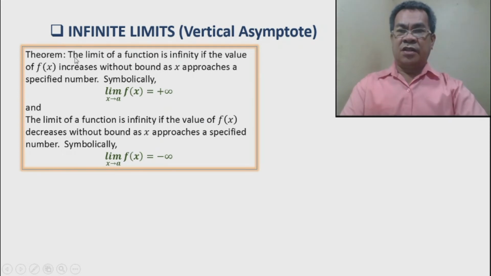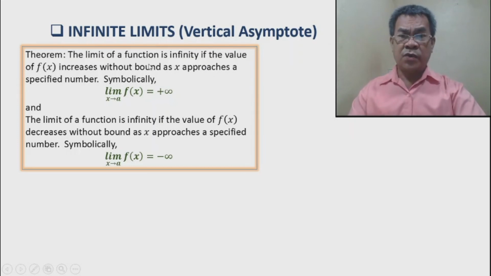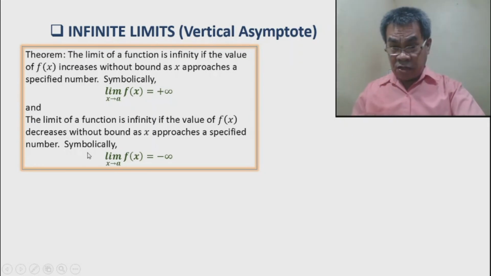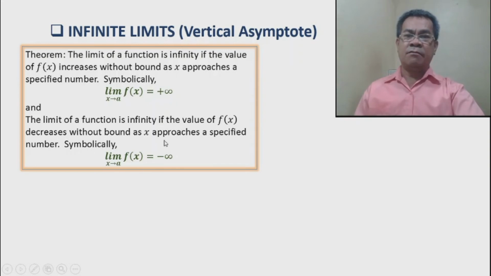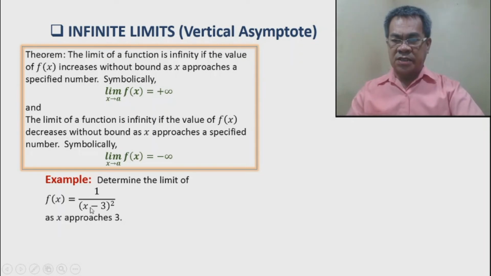So the theorem says that the limit of the function is infinity if the value of the function increases without bound, which means it continuously increases, or decreases, in number, positive and negative, as x approaches a number a. So therefore we have this as a symbol. If you substitute x here, the result is infinite. Okay, so positive without bound. And the limit of the function is negative infinity if the value of the function decreases without bound. So we have this value. These are the two results of the infinite limits: either positive infinity or negative infinity. Okay, example: determine the limit of the function. The function is 1 over (x minus 3) squared.